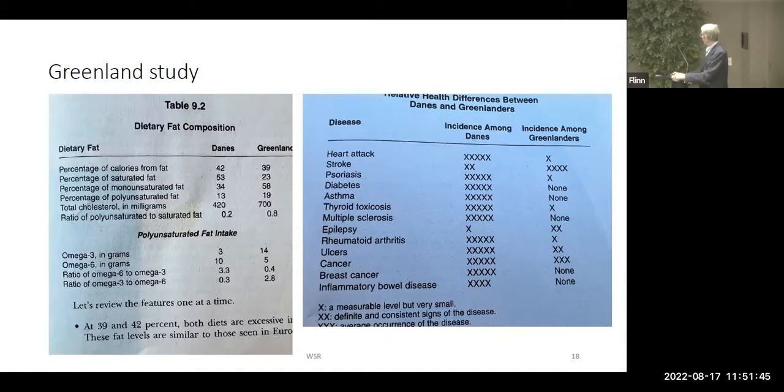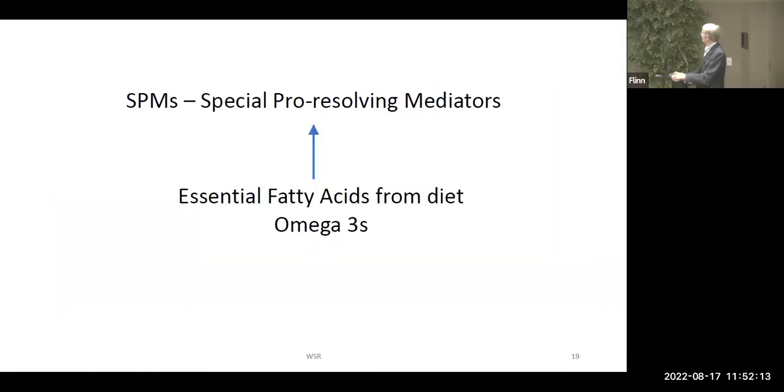Psoriasis, 5 times as much, the Danes. Diabetes, none. Asthma, none. Inflammatory thyroid disease, 5 times as much. Multiple sclerosis, none. Epilepsy, the same. Rheumatoid arthritis, 5 times. Ulcers, much reduced. Cancer, much reduced. Breast cancer, none. Inflammatory bowel disease, none.